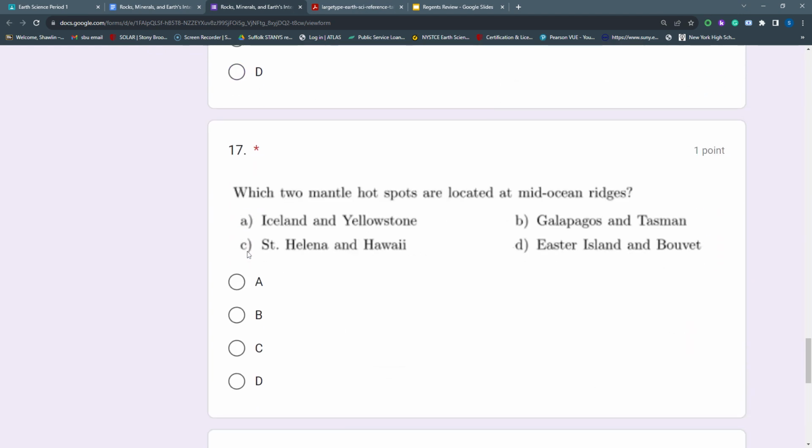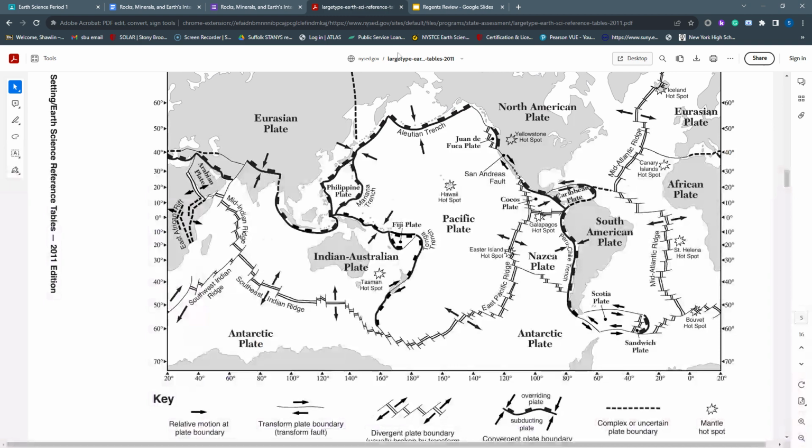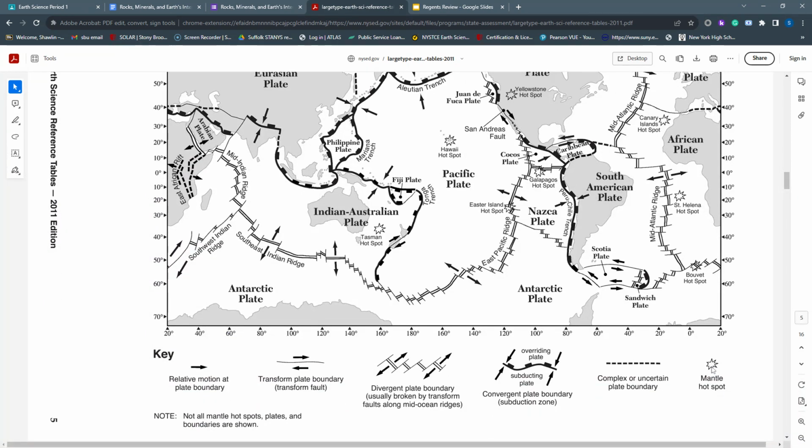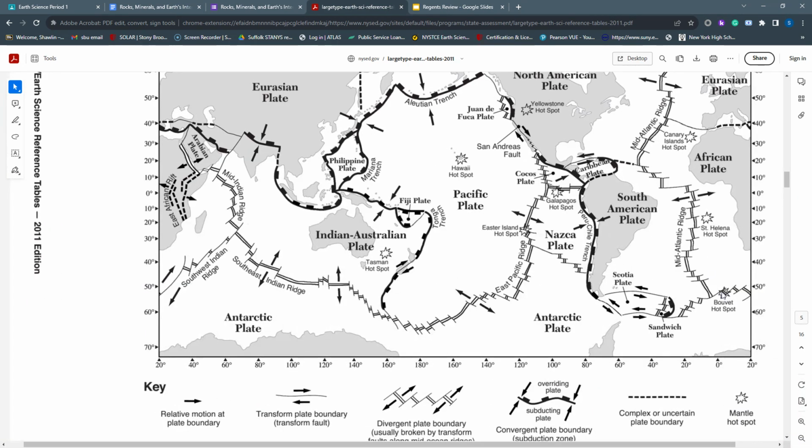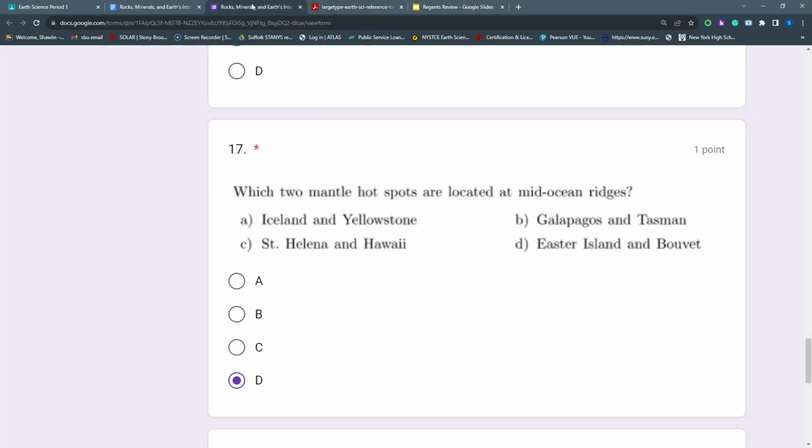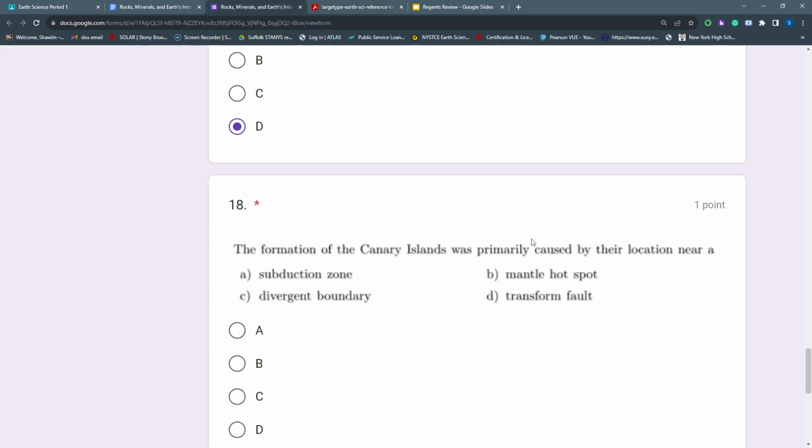A. 17. Which two mantle hotspots are located at mid-ocean ridges? The correct answer is D, Easter Island and Bouvet. Because I'm looking for a hotspot, this is the symbol for a hotspot. Notice that Bouvet hotspot right here is on a divergent boundary. Divergent boundaries create mid-ocean ridges, so the Bouvet hotspot is on a mid-ocean ridge. And so is the Easter Island hotspot right here. It's on a divergent boundary, and divergent boundaries in the ocean create mid-ocean ridges. That's why it's D.